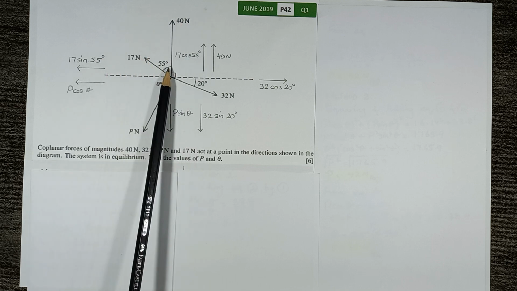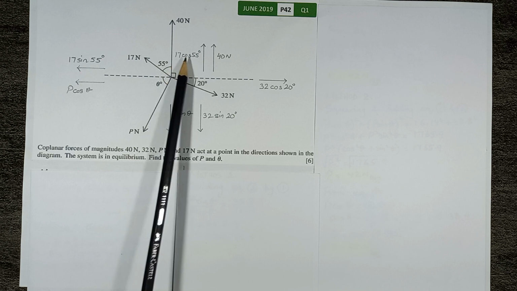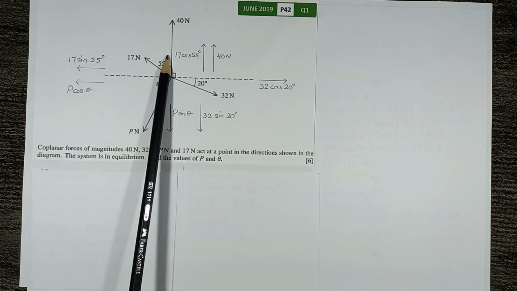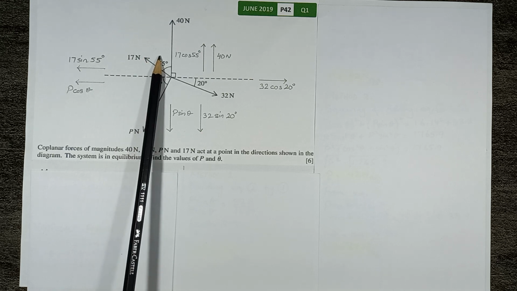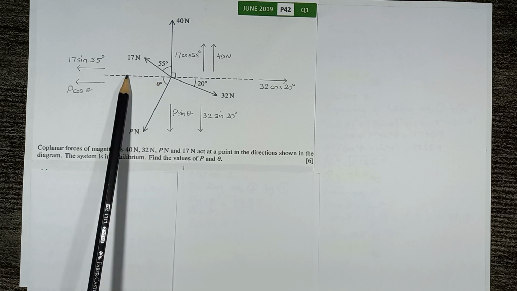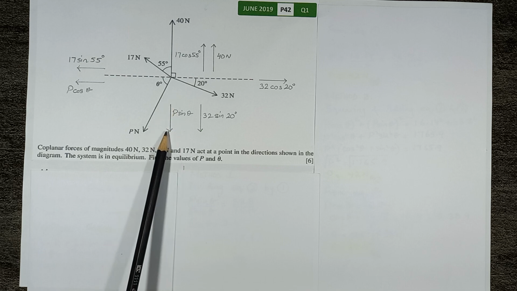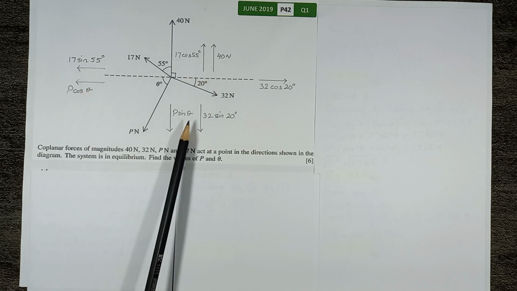For this 17 Newton, as you can see, this 55 degree is with this side, so definitely this side would be the cos component side, as you can see, 17 cos 55 degree for this one. And definitely the horizontal component of this particular 17 would be the sine component, and I have written 17 sin 55 over here. Similarly, for P Newton, this angle is with the x-axis, so definitely that would be a cos component. So P cos theta over here, and downward it would be P sin theta. So I have split up all the horizontal forces and all the vertical forces.